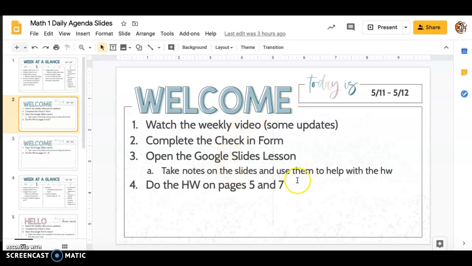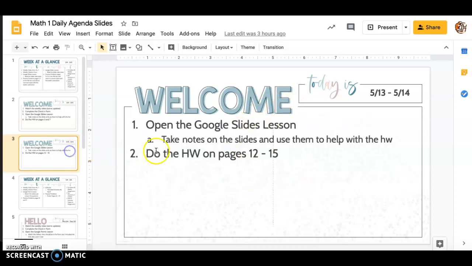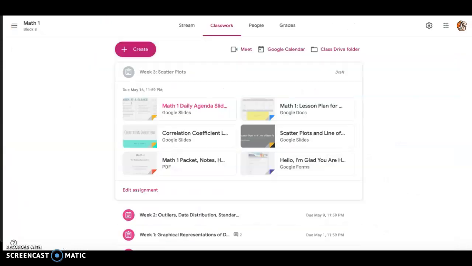Nothing really here other than where your homework is. Same thing here. That's where your homework is. Okay, let's go back then.